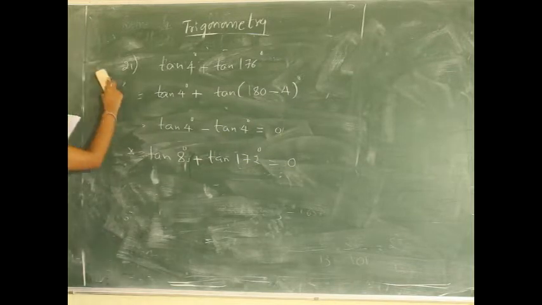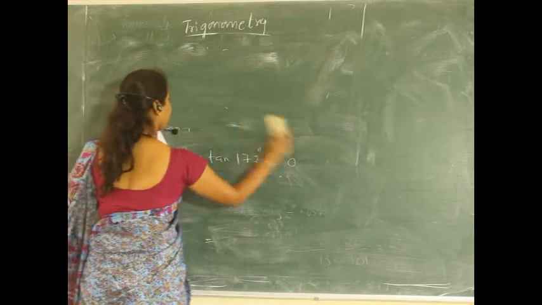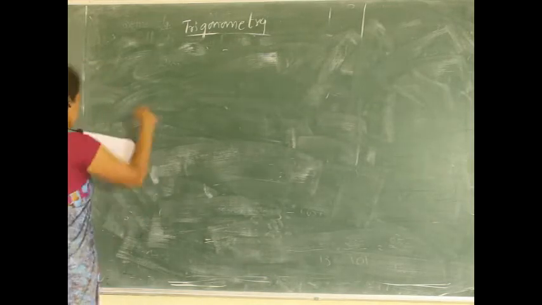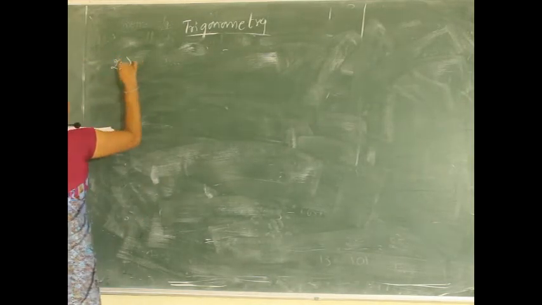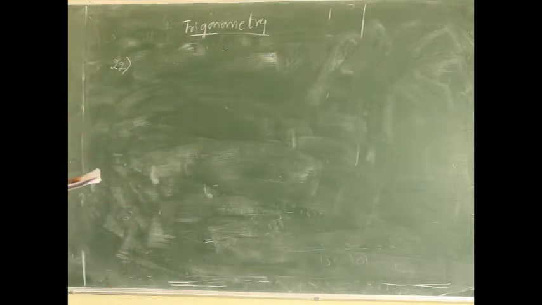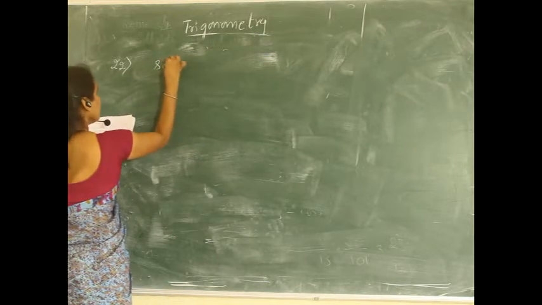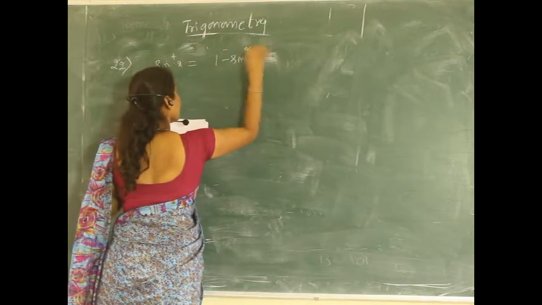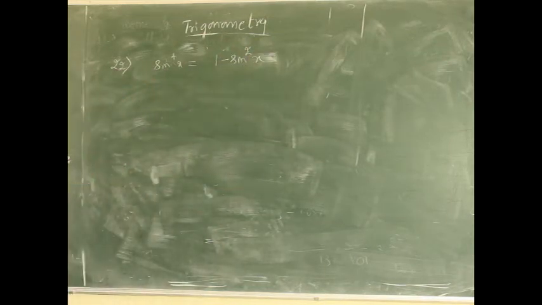22nd question. If sin square x plus sin power 4x is equal to 1, then cos power 8x plus 1 is? So we have sin square x plus sin power 4x is equal to 1. I'll write it as sin power 4x is equal to 1 minus sin square x, since I have taken sin square x to the other side. Then we want the answer in terms of cos. We have to calculate the value of cos power 8x plus 1.